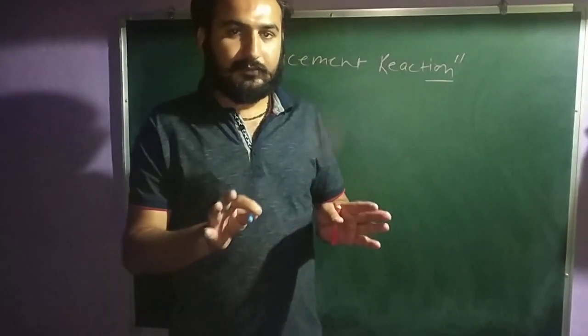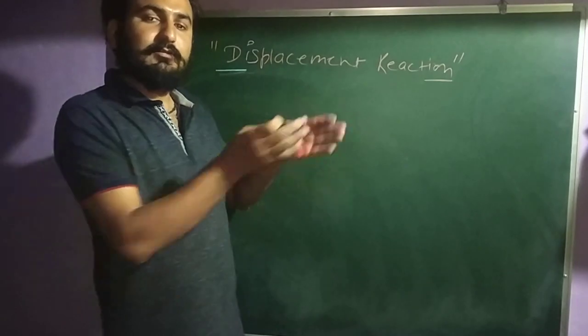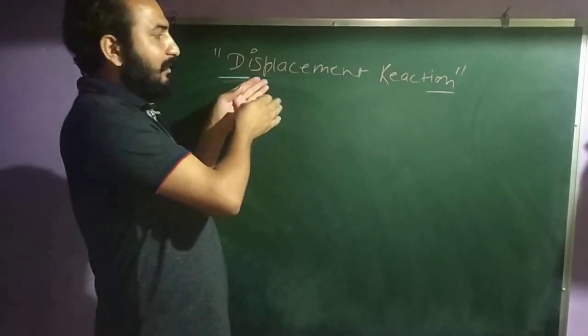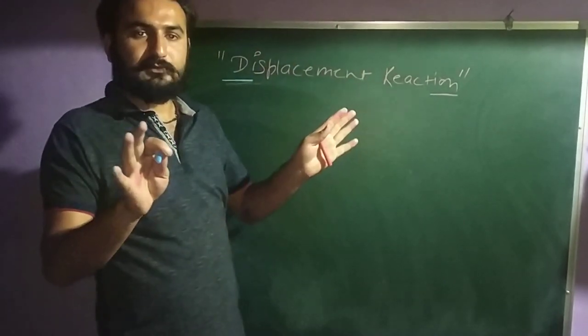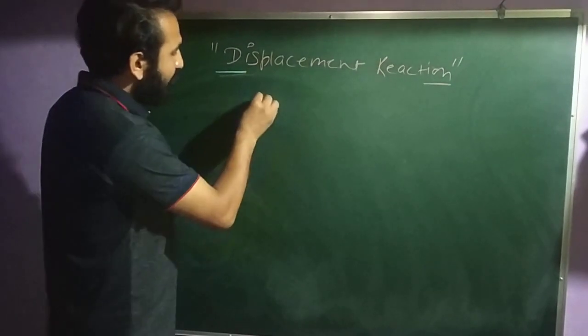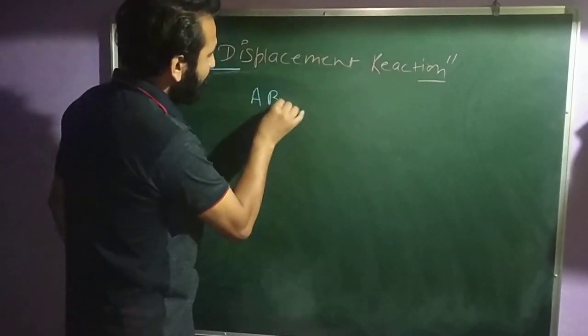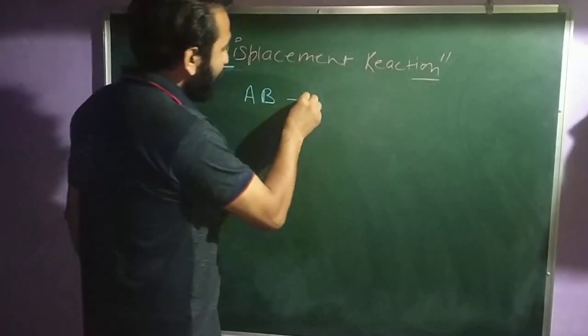Clear? But here we will discuss these reactions in a separate manner. That means first of all we will discuss the single displacement. It is obviously clear from the examples. Clear? So let us start. Displacement, suppose you have AB, a type of compound, reacting with C.